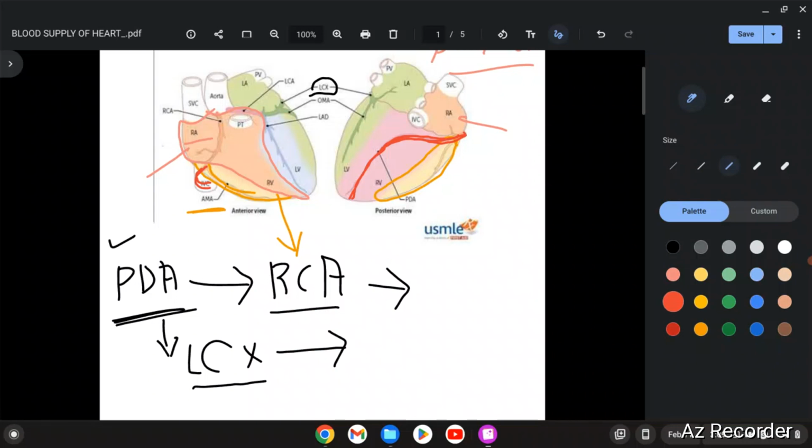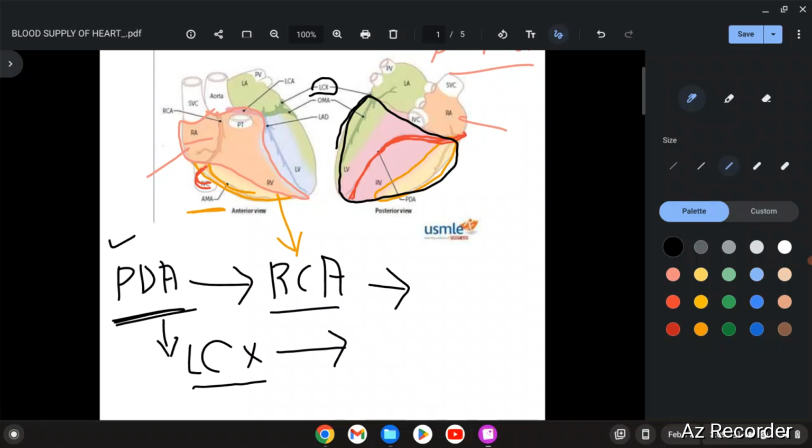Okay, so this is your posterior surface of ventricles, right? I'm talking about both ventricles. Okay, this is the posterior surface of your both ventricles. Okay, if I divide this surface into three parts, the middle 2/3 is classically supplied by your posterior descending artery.